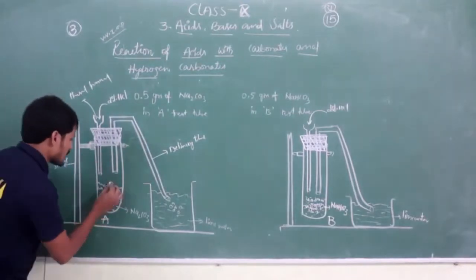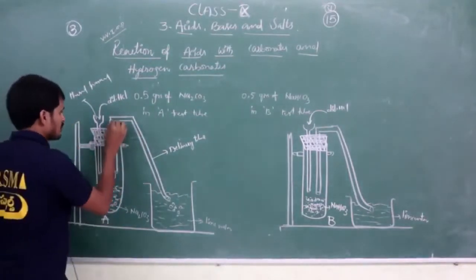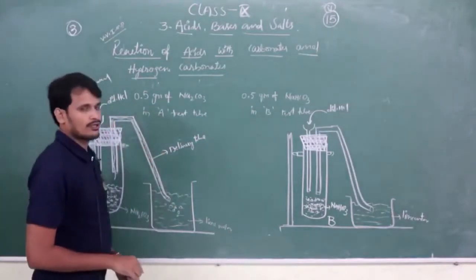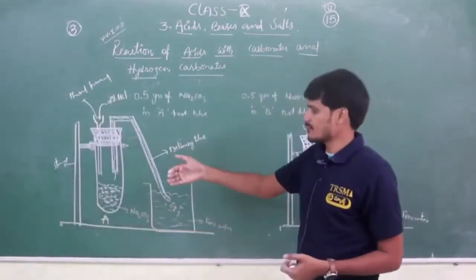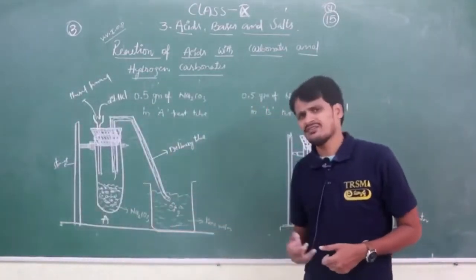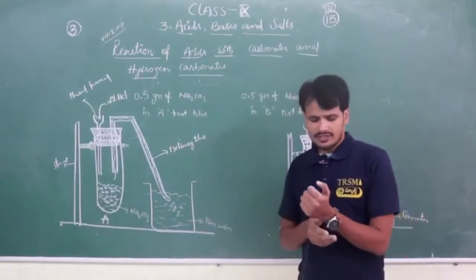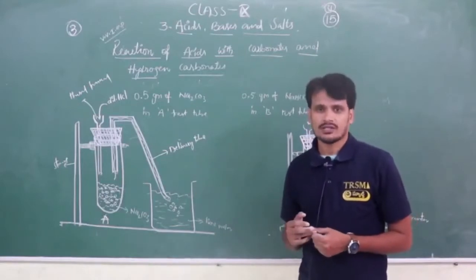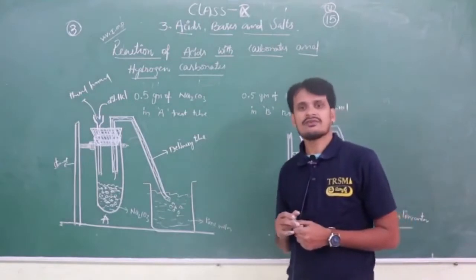So that gas passes through the delivery tube and enters into lime water. So which gas is liberated from that reaction? The gas passes to lime water. Why lime water? Why not other methods? In the last class we saw the confirmation test for the released gas.